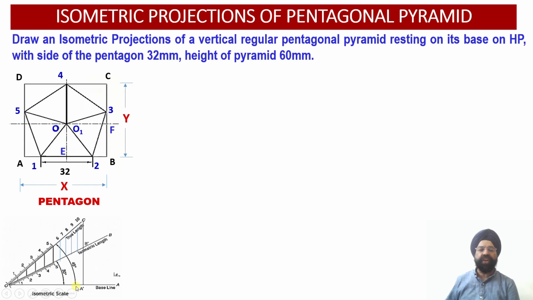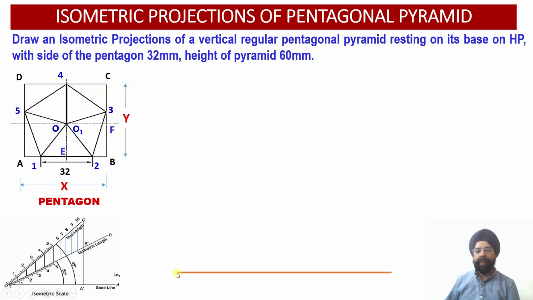The first step will be the construction of the isometric scale, in which the true length scale will be drawn at an angle of 45 degrees, whereas the isometric length scale will be drawn at an angle of 30 degrees. Then we mark the true length distances on the true length scale and draw perpendiculars onto the isometric length scale to get the isometric lengths corresponding to the given true lengths, and these will be drawn onto the isometric projection. So let us start working with the isometric projection of the pentagonal pyramid.